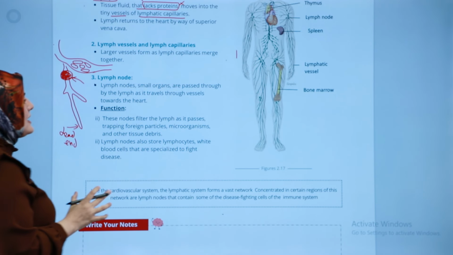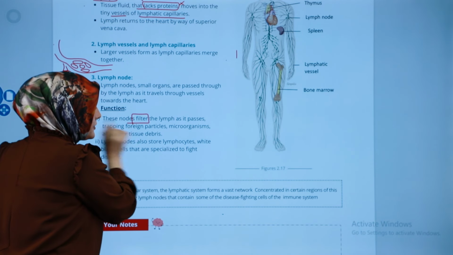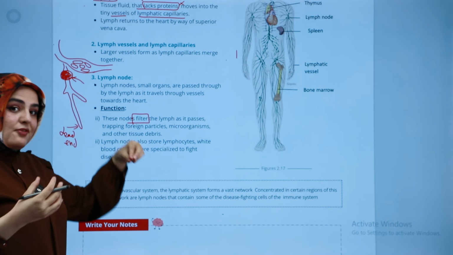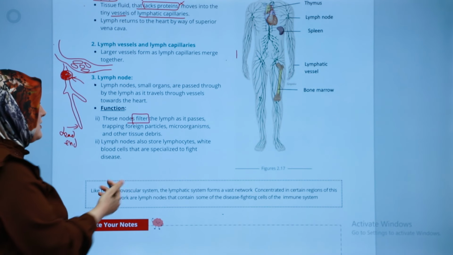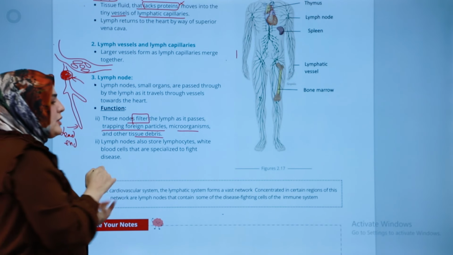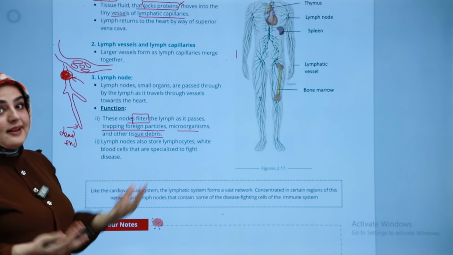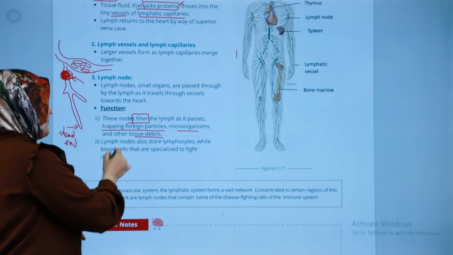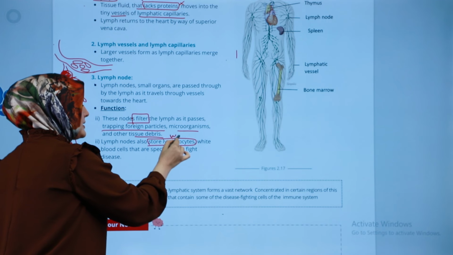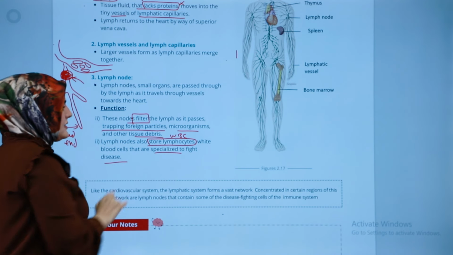Why checkpoints? These organs are doing something. They filter the lymph. That liquid that's running through these vessels is getting filtered through them. It's like a sieve. Why? Because there might be trapped particles, microorganisms, and debris. I'm coming to this. Let's see why we get this stuff. Where does that liquid come from? Lymph nodes also store lymphocytes. That's a type of white blood cell that is specialized to fight diseases.